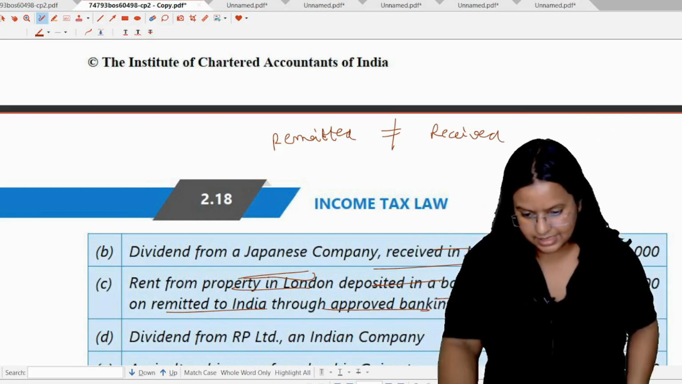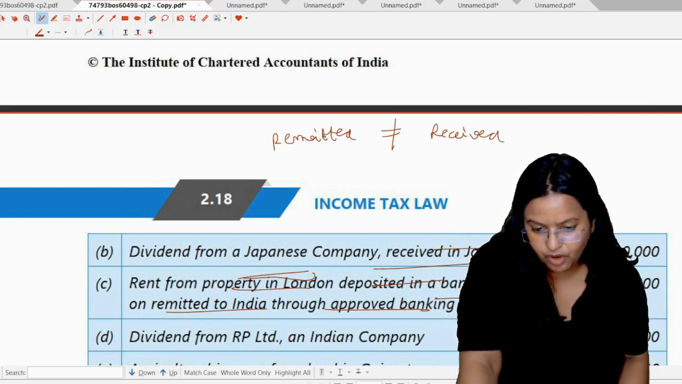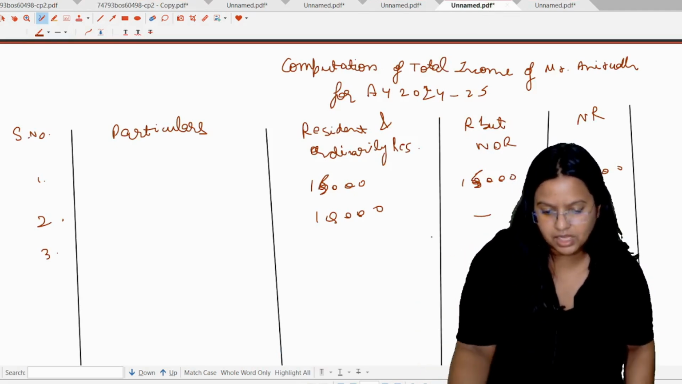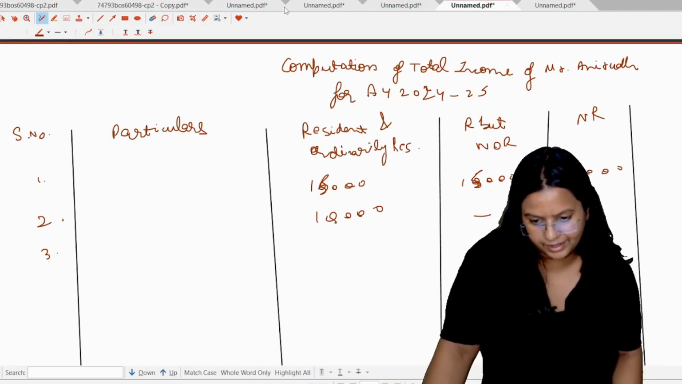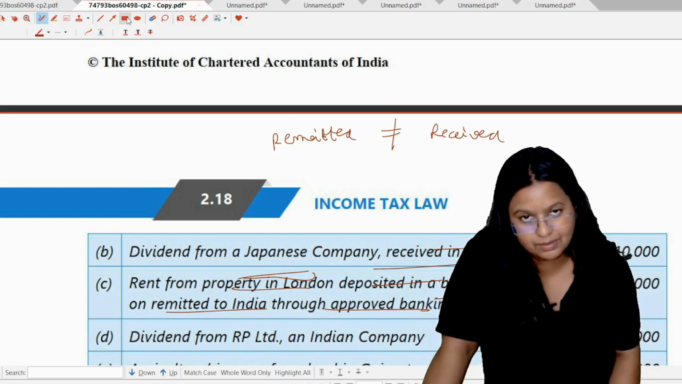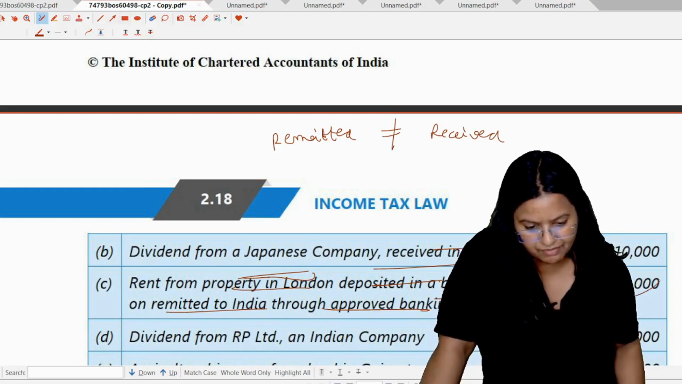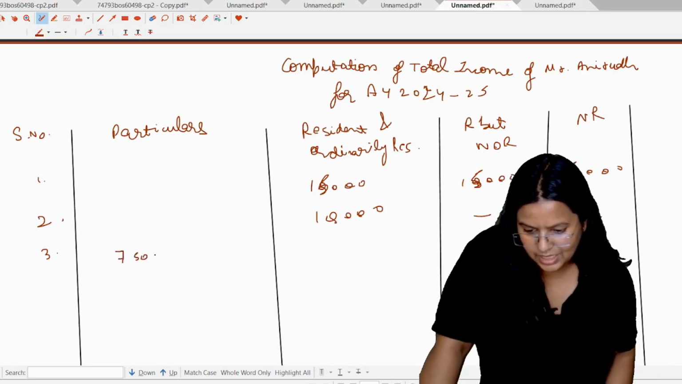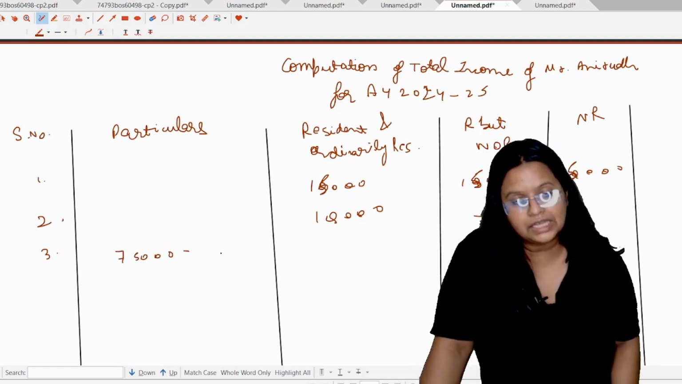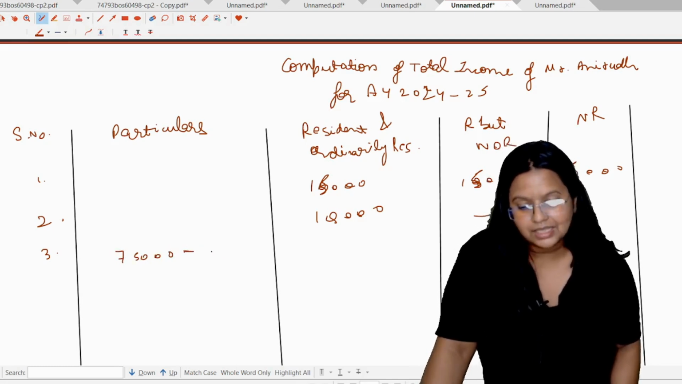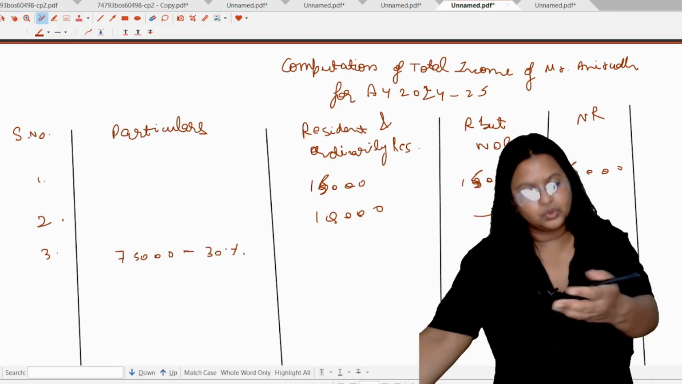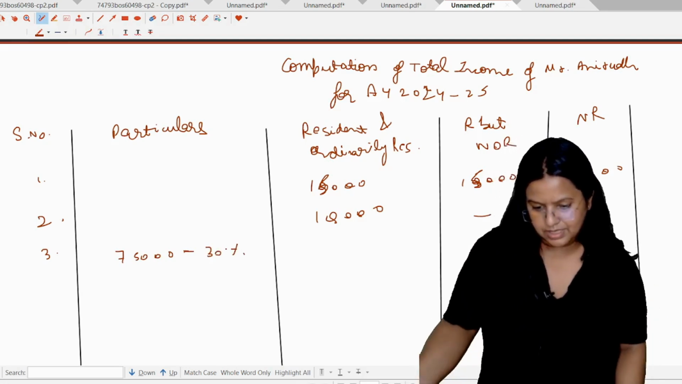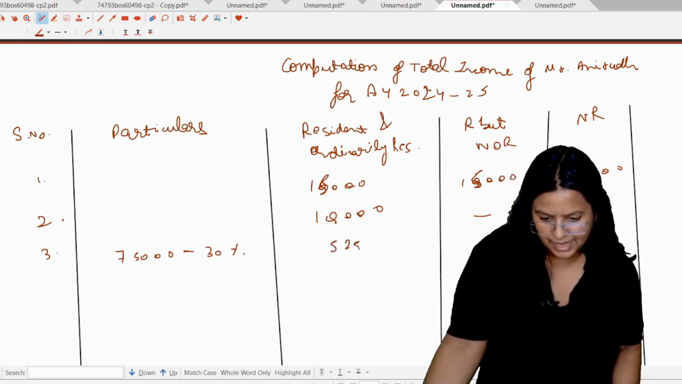So in this case, students, as this is rent from a property in London, there is no income accrual and no income received in India, so it is not taxable for NOR and NR. But every income is taxable for a resident and ordinary resident. So 75,000 will be taxable for it. But here is a twist. In the case of house property, as we have covered in the income from house property chapter also, there is a flat reduction of 30%. So they will provide the flat reduction to Mr. Anirudh. 75,000 minus 30%, so 52,500 will be taxable here.